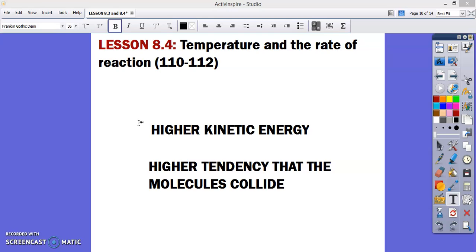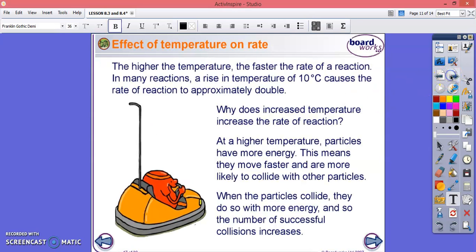Higher kinetic energy, higher tendency that the molecules will collide. We are still focusing our attention on collision theory. So the more frequent the collisions of molecules, the faster the reaction would be. Now we will discuss the effect of temperature on the rate of reaction. The higher the temperature, the faster the rate of a reaction. In many reactions, a rise in temperature of 10 degrees Celsius causes the rate of reaction to approximately double.